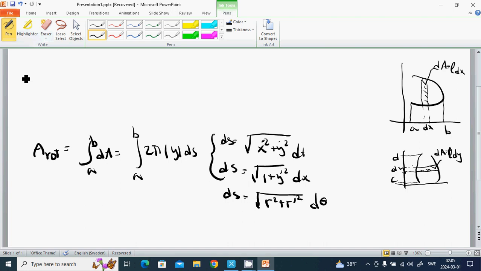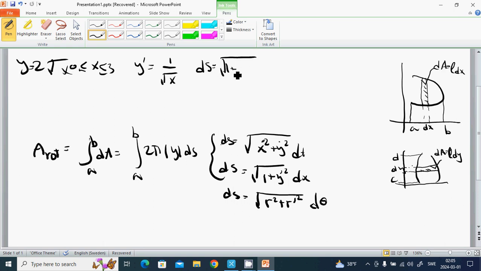Now, an example: y equals 2 square root of x between 0 and 3, and we have y prime equals 1 divided by square root of x, and ds equals the square root of 1 plus 1 divided by x dx, and we put it in here.